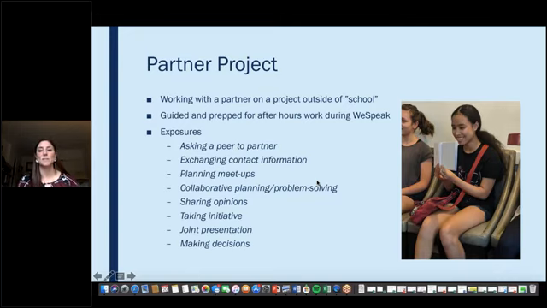So the partner project is something that they work on throughout the week, both in and out of We Speak, and it culminates in a presentation together in front of the class at the end. And this is a girl who is reading the children's storybook that they wrote together.